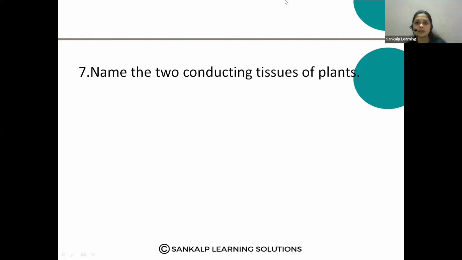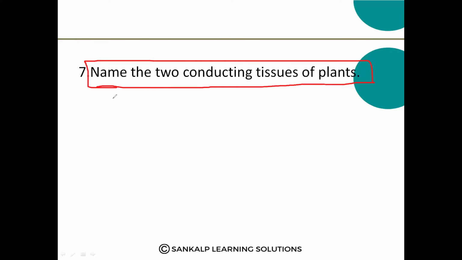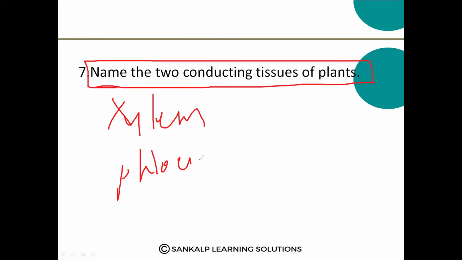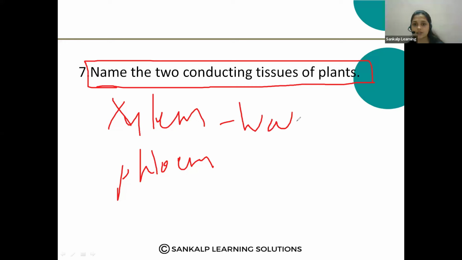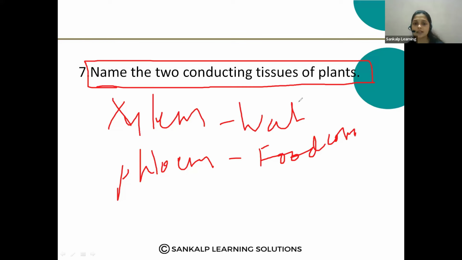Next question is, name the two conducting tissues of plants. Xylem and phloem. Xylem is meant for what? Water conducting tissue, and phloem is food conducting tissue. These are the main tissues associated with water and food. That is also a 1 mark question. Note down the question.